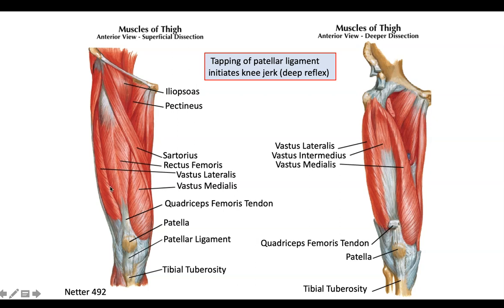And all these four different parts of the quadriceps femoris muscle form a common tendon, which is the quadriceps femoris tendon, which is attached inferiorly to the base of the patella.